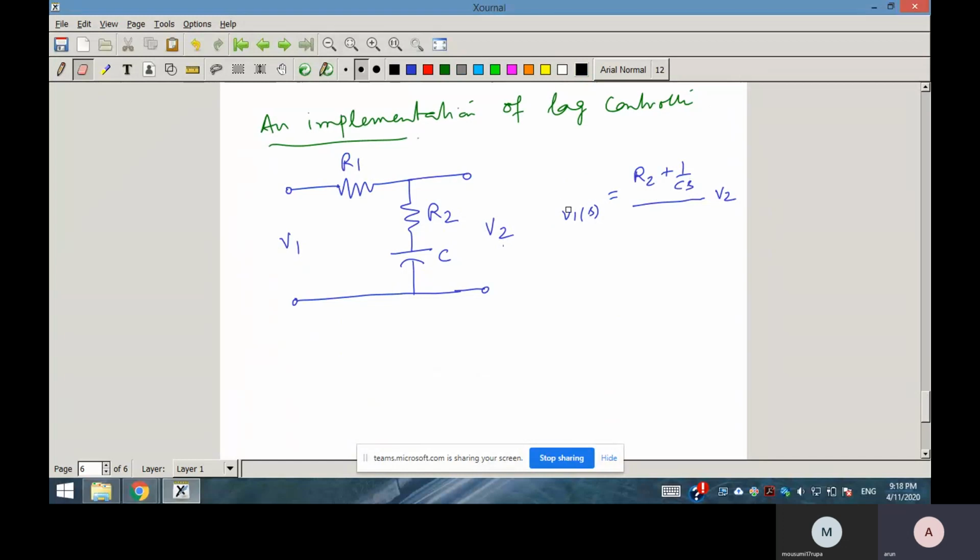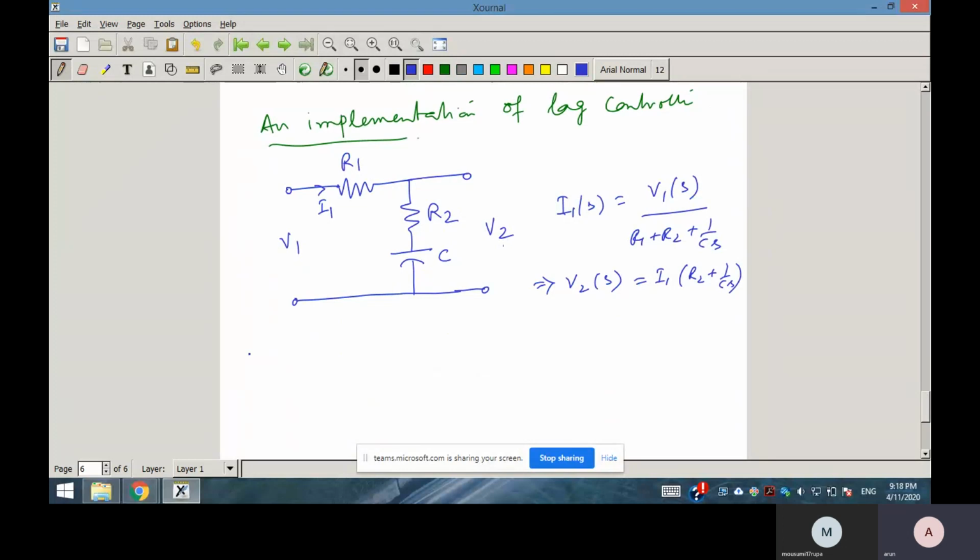So I will do it in a bit more detail. Suppose this is your I1. So what is your I1? I1S will be equal to V1S divided by R1 plus R2 plus 1 upon CS. So this implies V2S is equal to I1 into R2 plus 1 by CS.